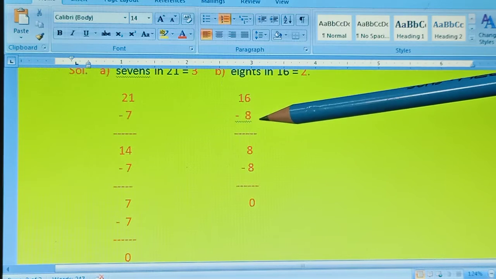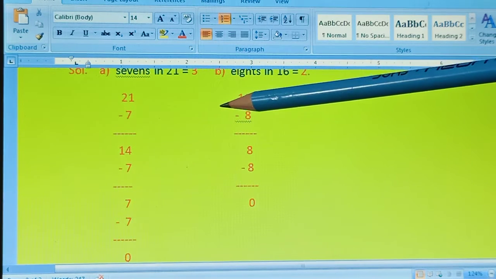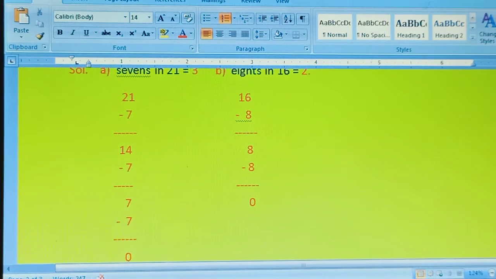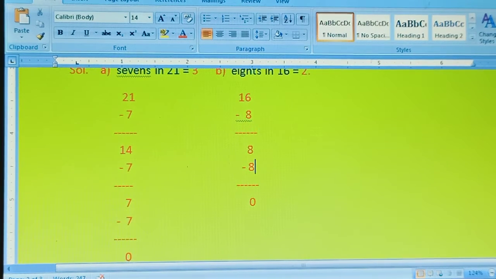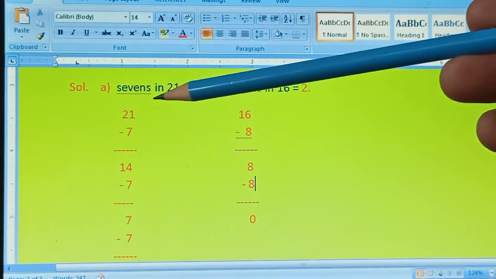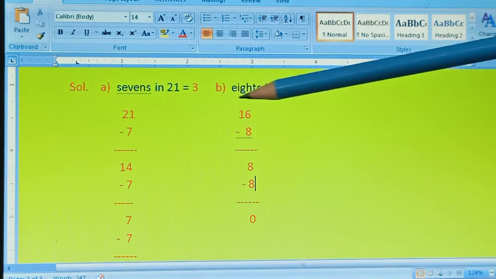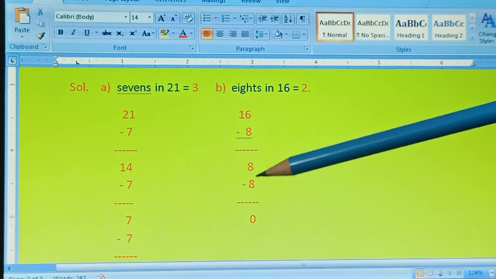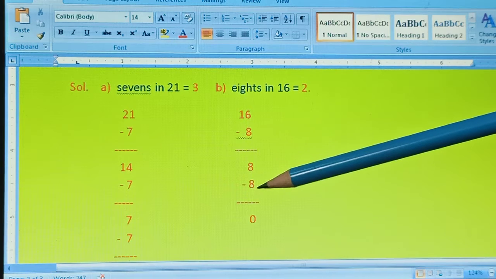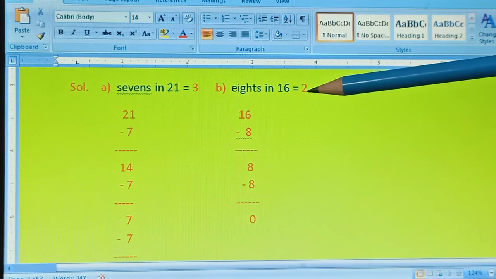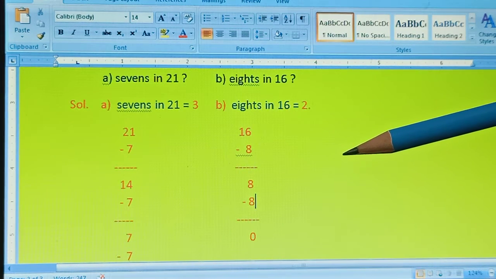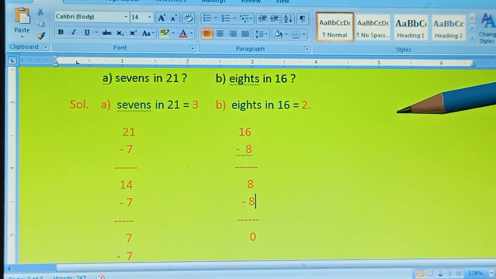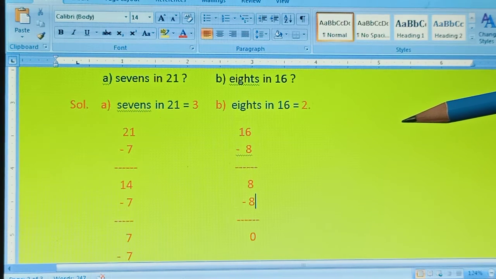Okay, so 7s in 21 is 3. And if you see 8s in 16, after how many steps are you getting 0? 1 and 2. So its answer will be 2, right? Now let's move to the next question.